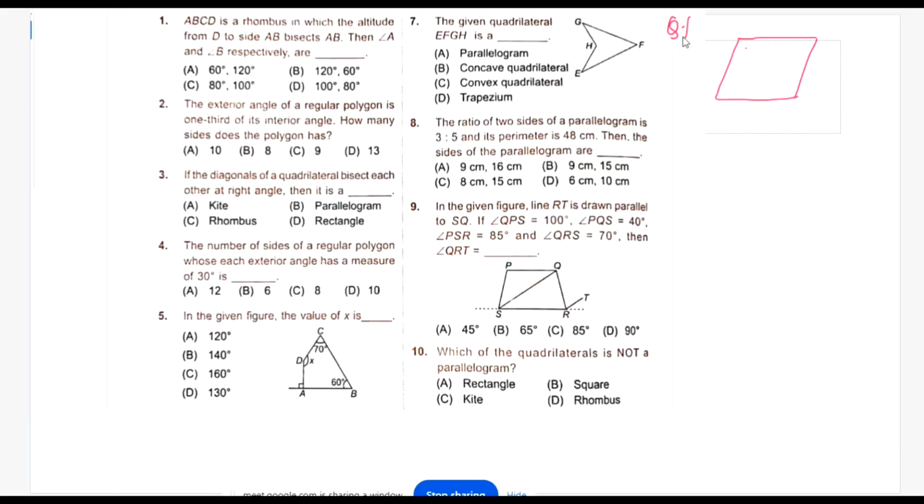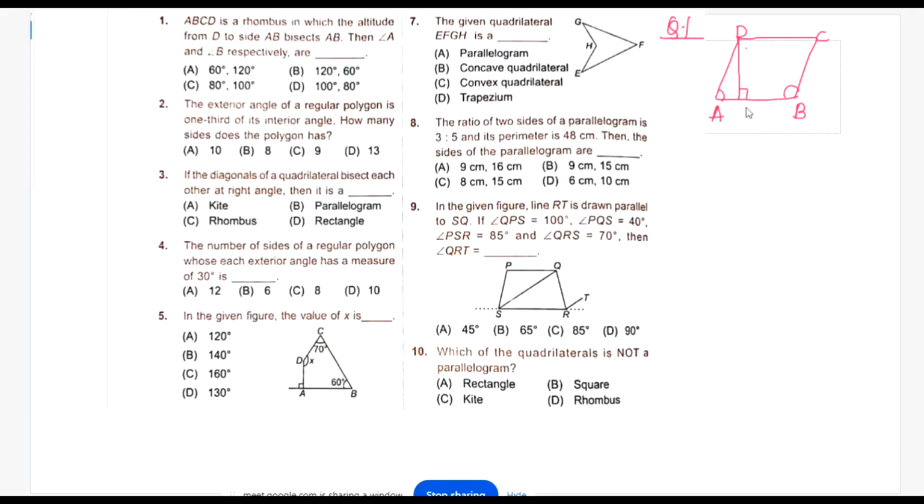Question number 1, I told you how to name it: A, B, C and D. Now they are saying that an altitude means from a vertex on the opposite side we are drawing something perpendicular. So the altitude to the side AB from D, this will be your altitude. My diagram is not that good. Now they are asking what will be the values of angle A and angle B.